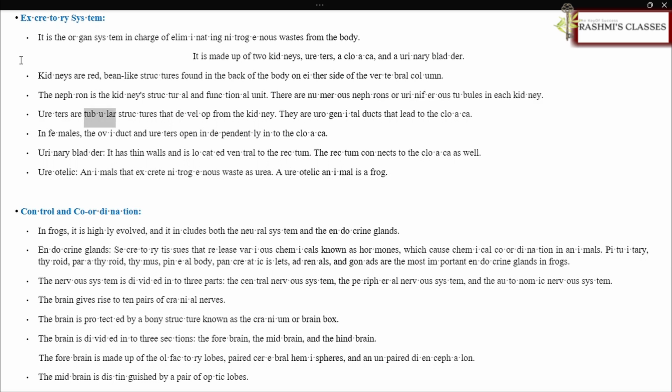Ureters are tubular structures that develop from the kidney. They are urogenital ducts that lead to the cloaca. In females, the oviduct and ureters open independently into the cloaca. Urinary bladder, it has thin walls and is located ventral to the rectum. The rectum connects to the cloaca as well. Ureotelic, animals that excrete nitrogenous waste as urea. A ureotelic animal is a frog.